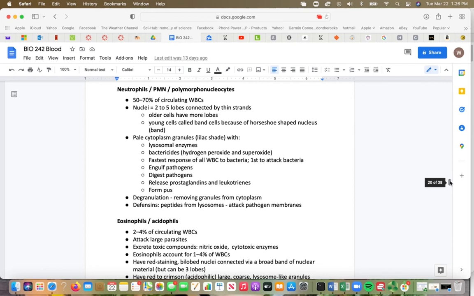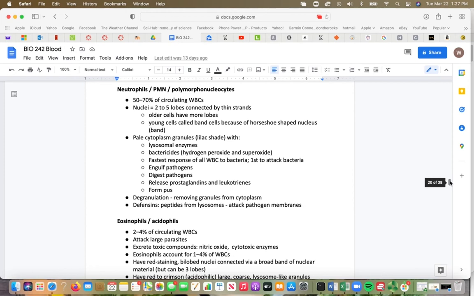So they have pale cytoplasm granules. It's kind of a pale lilac shade. In there, you'll have lysosomal enzymes, bactericides like hydrogen peroxide and superoxide. These are going to be the ones that respond fast. They're the first to attack bacteria. They do elevate fairly easily.